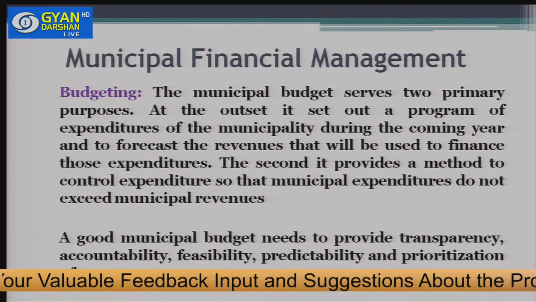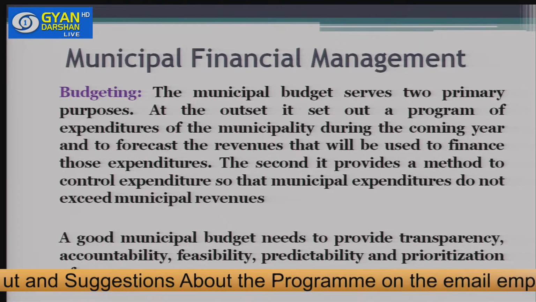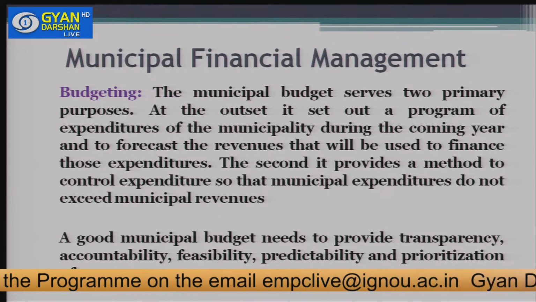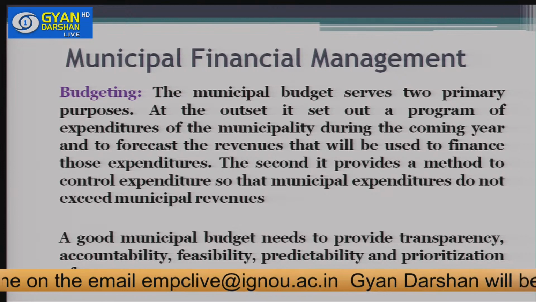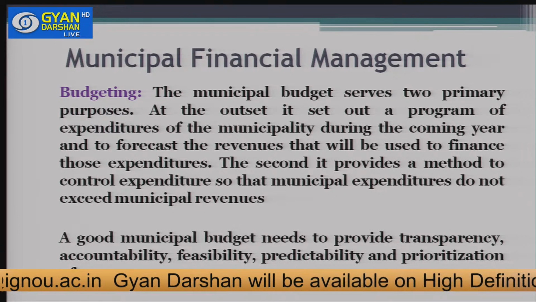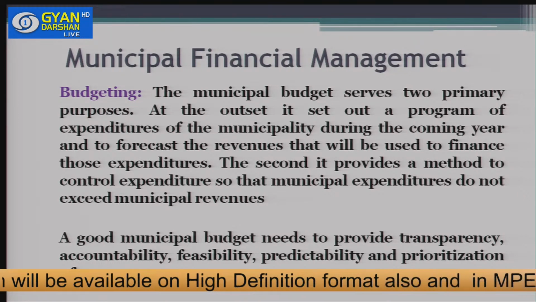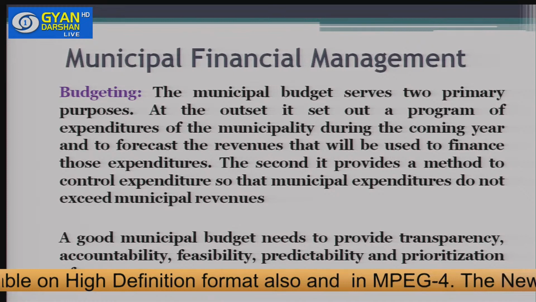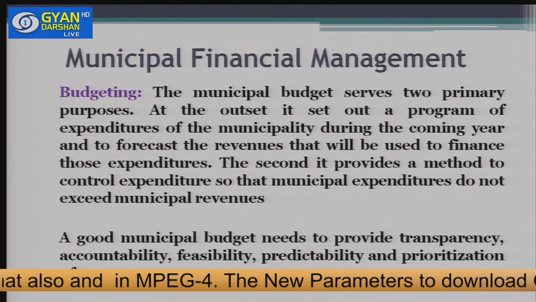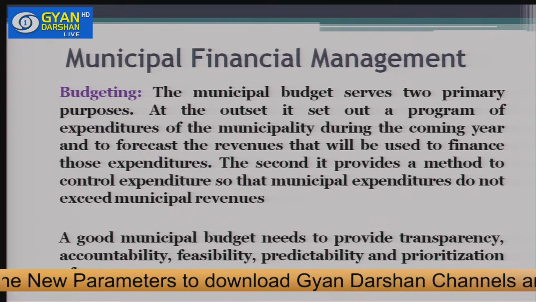Every urban local body, be it a municipal corporation, municipal council or Nagar Panchayat, has to prepare the budget. Budgeting is very, very important. They have to see how much they have to spend in different areas and what their main sources of revenue are. Feasibility, predictability, and prioritization of resources are the main areas of budgeting.